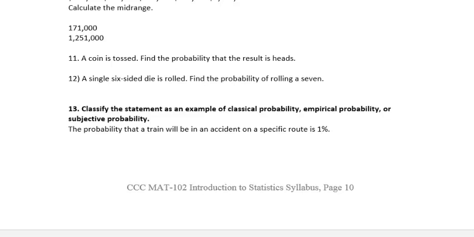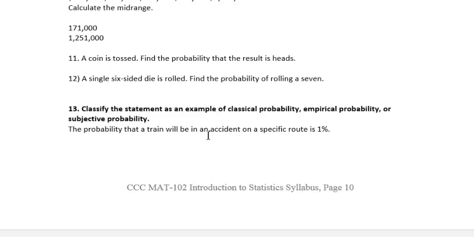A classical probability just means, in general, the probability of certain things happening, assuming that all the probabilities are equal. Empirical probability means the ratio of something that may happen to all the different possibilities. And subjective probability is something where you're using your own personal judgment to determine the probability of something happening.